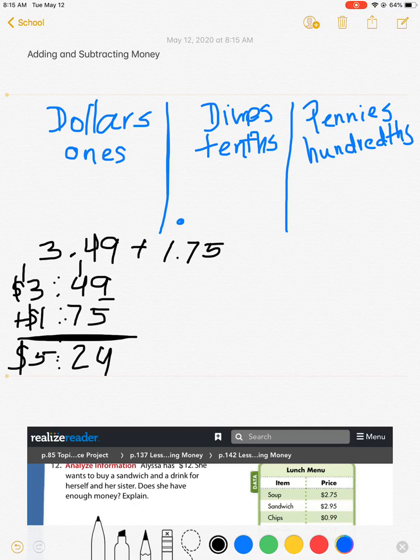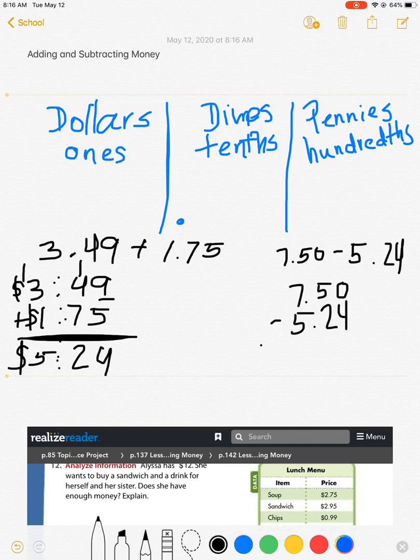Let's do another example, but this time let's subtract. Let's say we have $7.50 minus $5.24. So rewrite it, make sure your decimals and place value is all in line. Now we're ready to subtract. Start subtracting from that hundredths place. Could we take away 4 from 0? No. So what do we do?